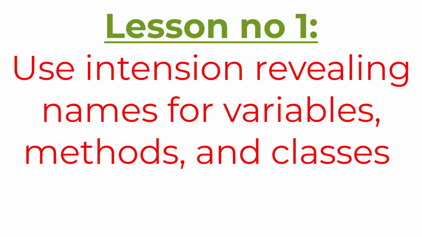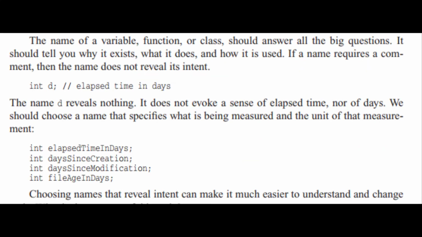So lesson number 1 is use intention revealing names. The name of a variable should reveal the intention of creating it. For example, if you need a variable to have the total elapsed time in days, you should not declare it like int d. Instead, you should declare it like int totalElapsedTimeInDays or something like that. The name of a variable or function or class should answer all the big questions like why it exists, what it does, and how it is used.